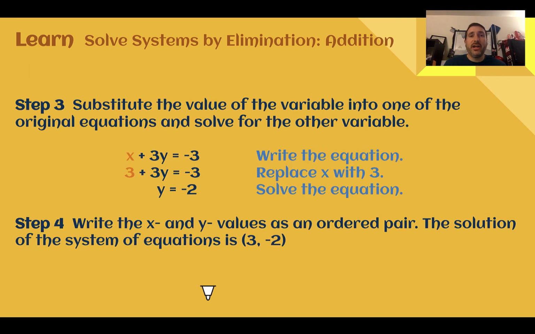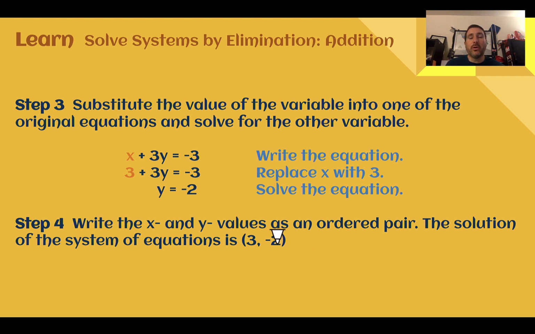Once we've eliminated a variable and solved for what's left, then our steps are the same as substitution, where we're going to take what we got and plug it into either equation to solve for the other variable. We just saw that x was equal to 3, so instead of x, let's plug in 3. 3 plus 3y equals negative 3. If I subtract 3 from both sides, I get negative 6. Divided by 3 gives me negative 2. So just like with substitution, solve for one, then plug it in to solve for the other.